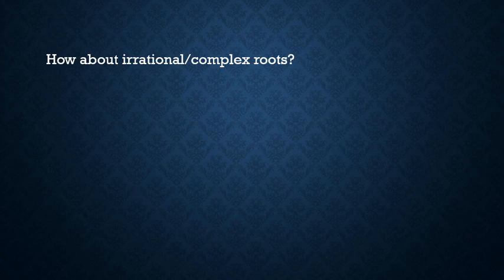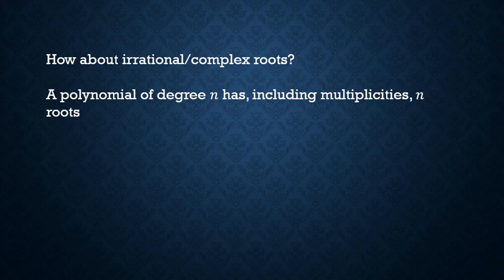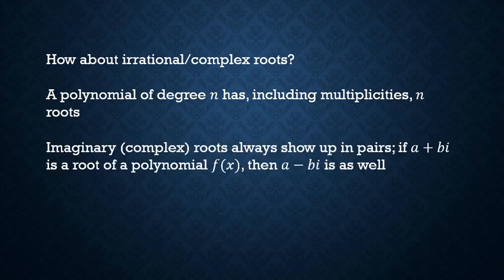So what about roots that are not rational, or complex valued roots as well? Well, a polynomial of degree n has, including multiplicities, n roots. These roots could be integers, they could be rationals, they could be irrational, they could be complex numbers. Whatever they are, a polynomial whose degree is n is going to have n roots. Now, if you have imaginary or complex roots, they're always going to show up in pairs.